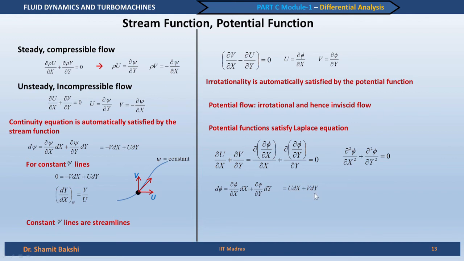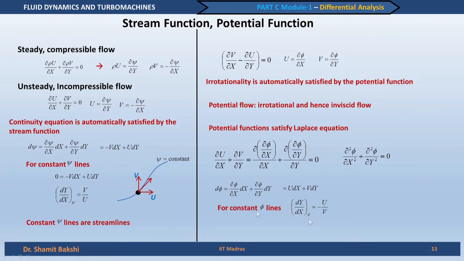So, it is u dx plus v dy. Now, for constant phi lines, d phi is 0, that means dy by dx for a constant phi line is equal to minus u by v. So, this is also important, because this is the slope of a constant phi line, like this was the slope for a constant psi line.